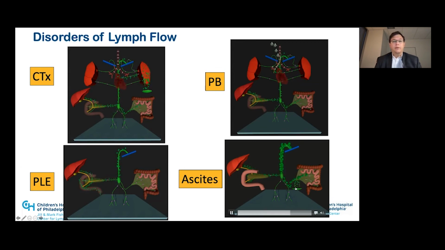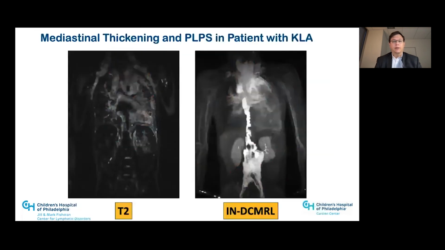So there are a lot of different manifestations, again, of lymphatic dysfunction. And what we've seen now in imaging several patients with these complex lymphatic anomalies is that there are clearly relationships between the central system and their overall disease presentation. And I'll go through a couple of examples of those for you now.